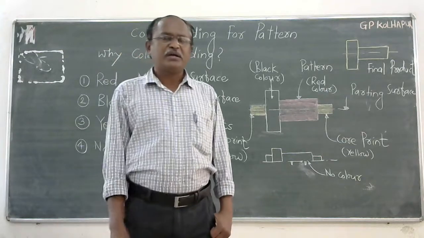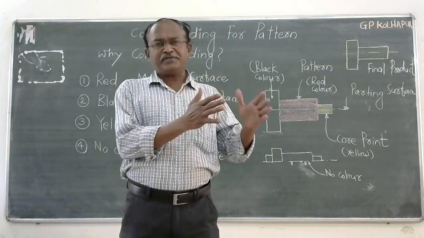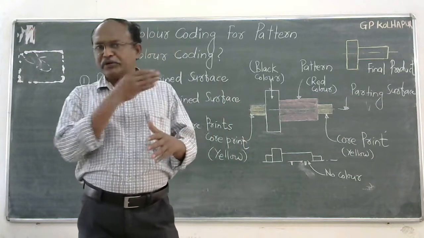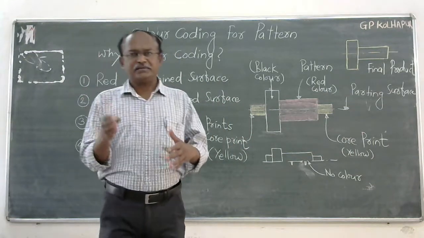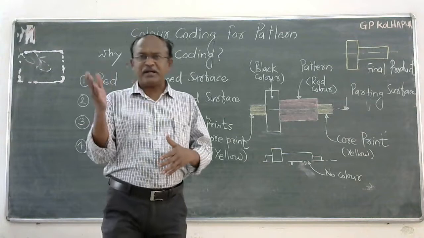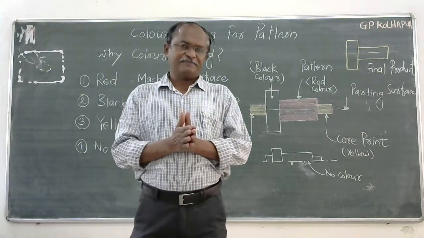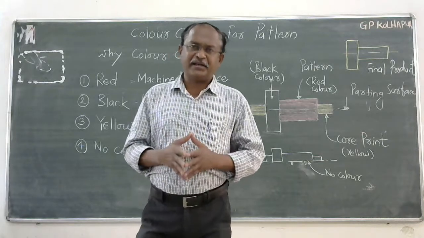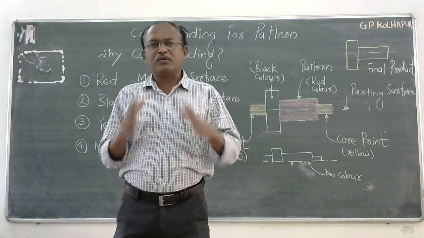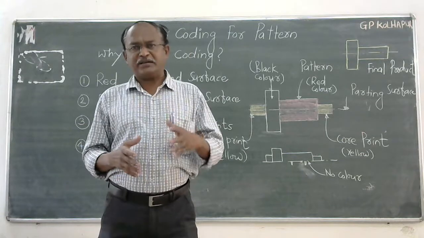Color coding means that after manufacturing or preparing the pattern, they code it or color it with different colors. It may be red, it may be black, it may be yellow, or no color at all. So what does that color indicate, and for what purpose is the color coding required on a pattern?